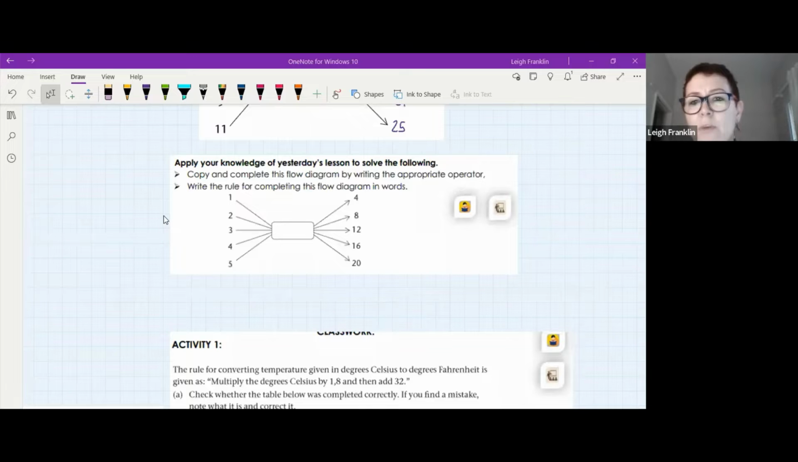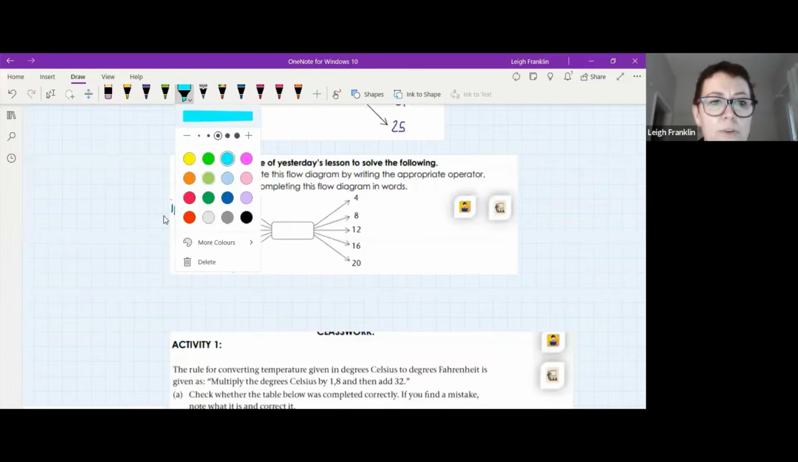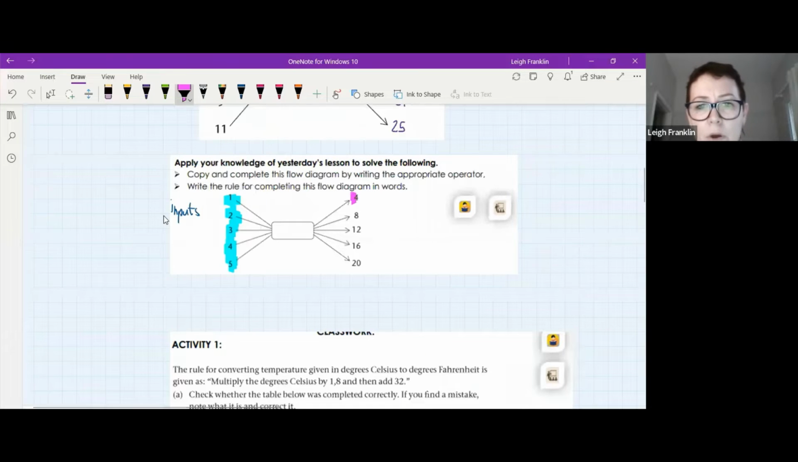Okay, so now what I wanted us to have a look at is what we would do if we had to write the appropriate operator into the flow diagram. So in other words, what we've got are our inputs on the left. I'm highlighting the inputs in turquoise. Those are the inputs. And what we have are our outputs. I'm going to highlight those in pink on the right over here. So those are our outputs.